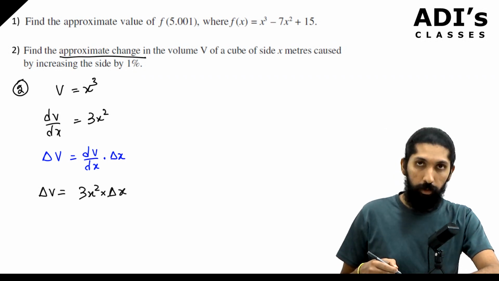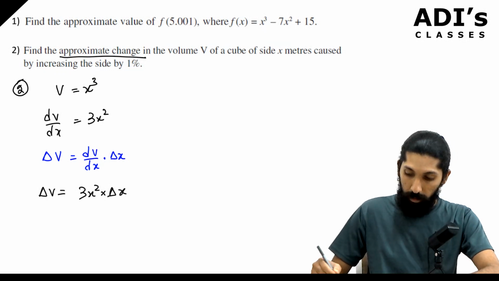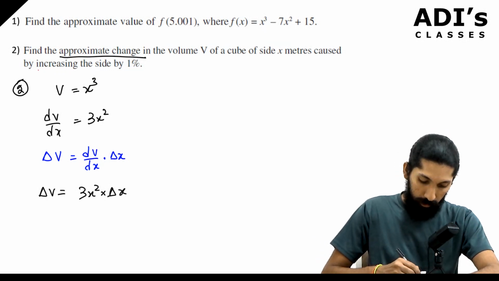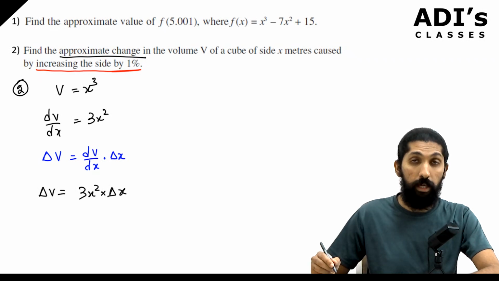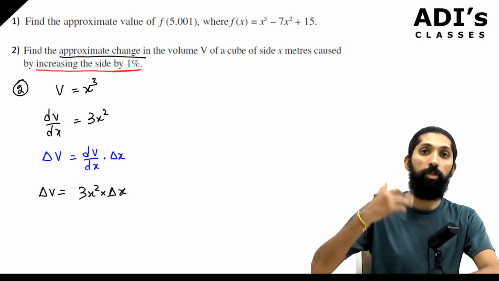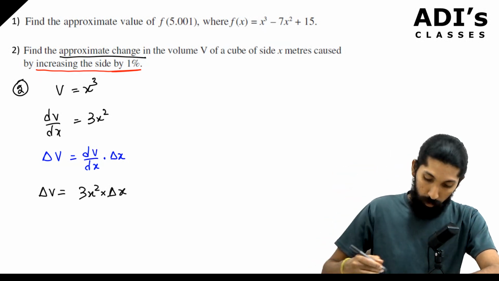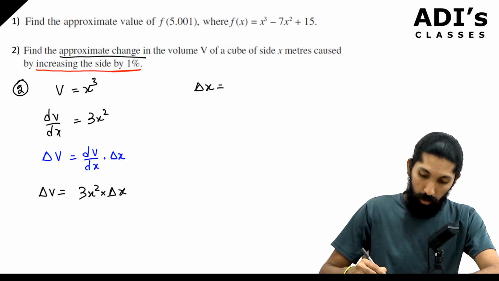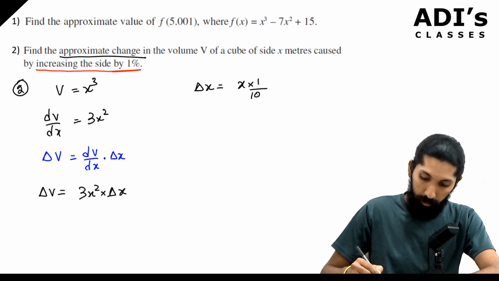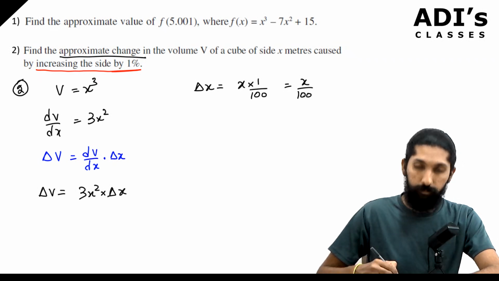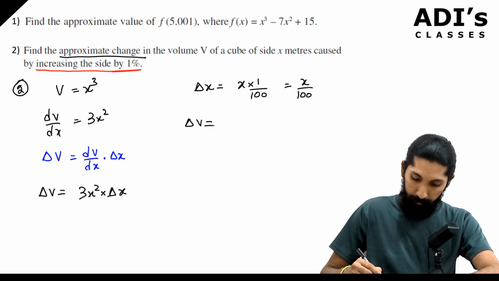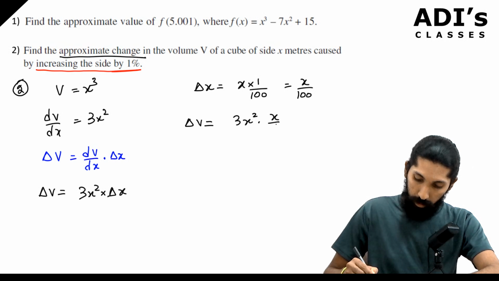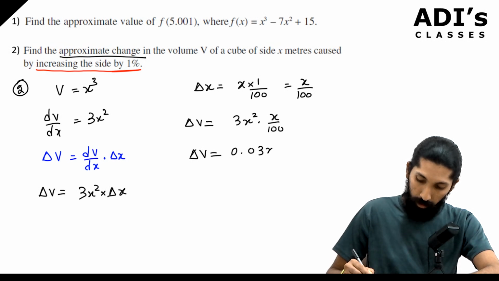Now the point is to calculate the value of delta x. See, delta x they've given increasing by 1%. Correct? Now your original side is x meter and there's going to be change of 1%. So delta x will be equal to x into 1 by 100, or you can say x by 100, isn't it? X by 100. So if you substitute that, delta v is equal to 3x square into x by 100, or delta v is 0.03 x cube.